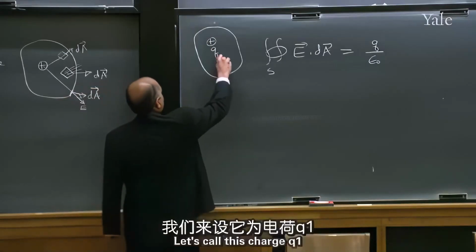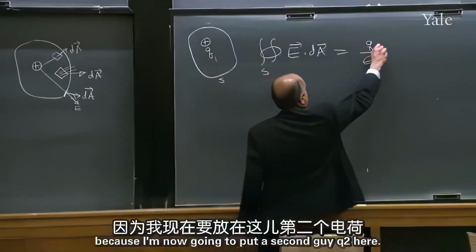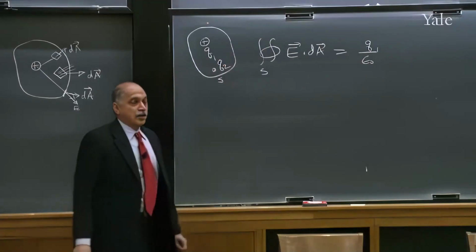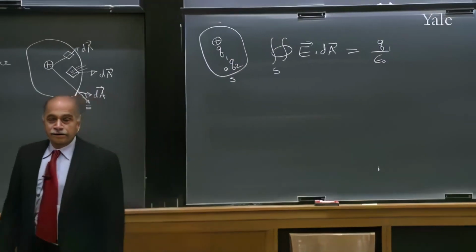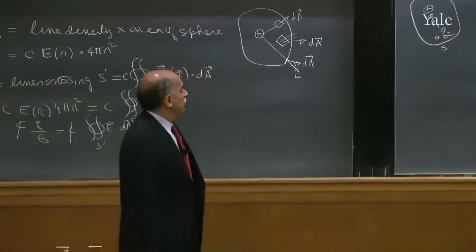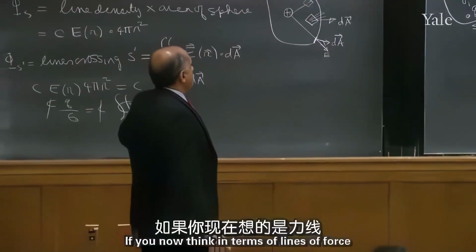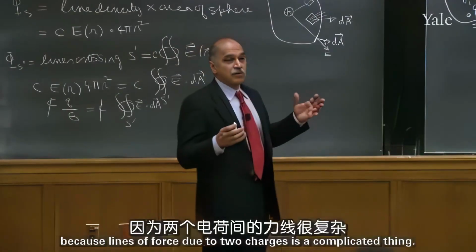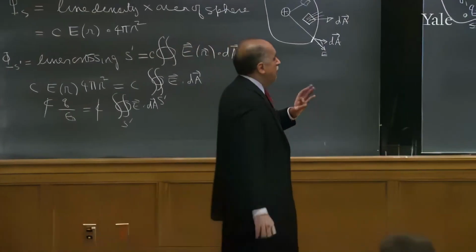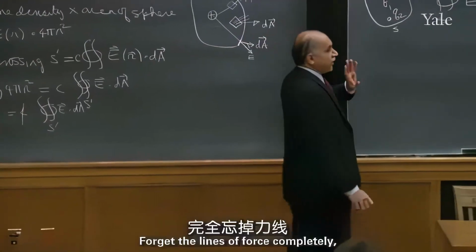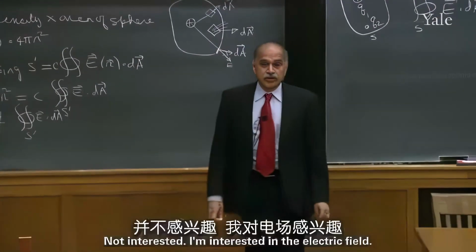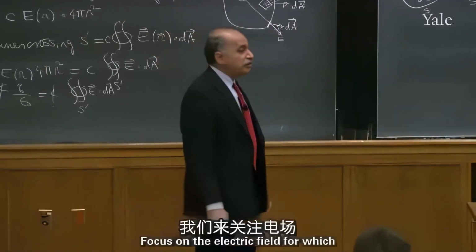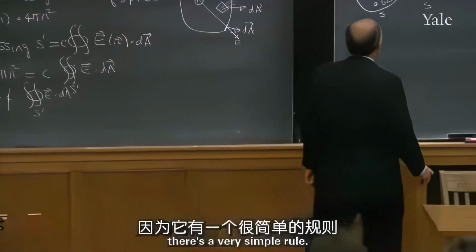Now we do the next thing. Let's call this charge Q1, because I'm now going to put a second charge, Q2, here. If you now think in terms of lines of force, you're going to get into a big mess, because the lines of force due to two charges is a complicated thing. You remember drawing some pictures. But now here's the beauty. Forget the lines of force completely. Not interested. I'm interested in the electric field. Focus on the electric field, for which there's a very simple rule.